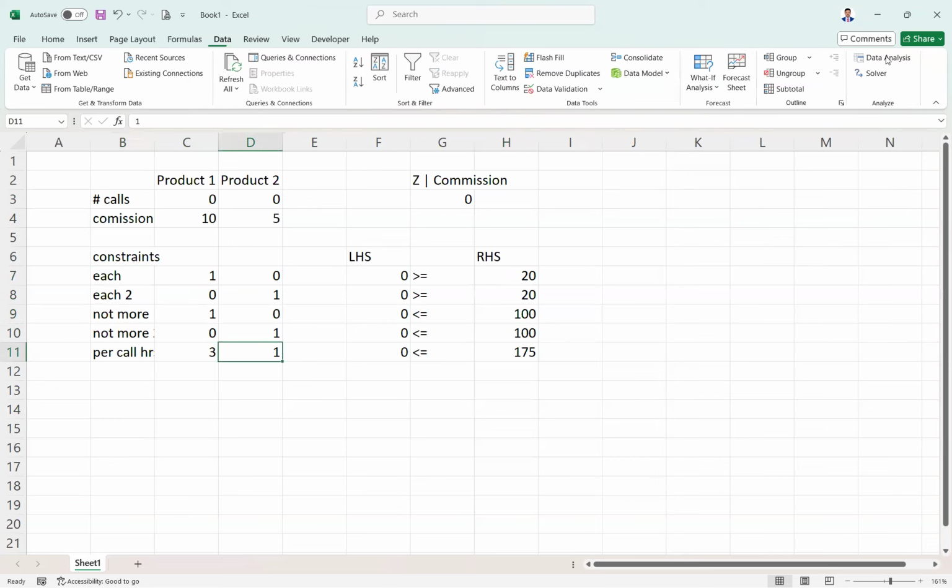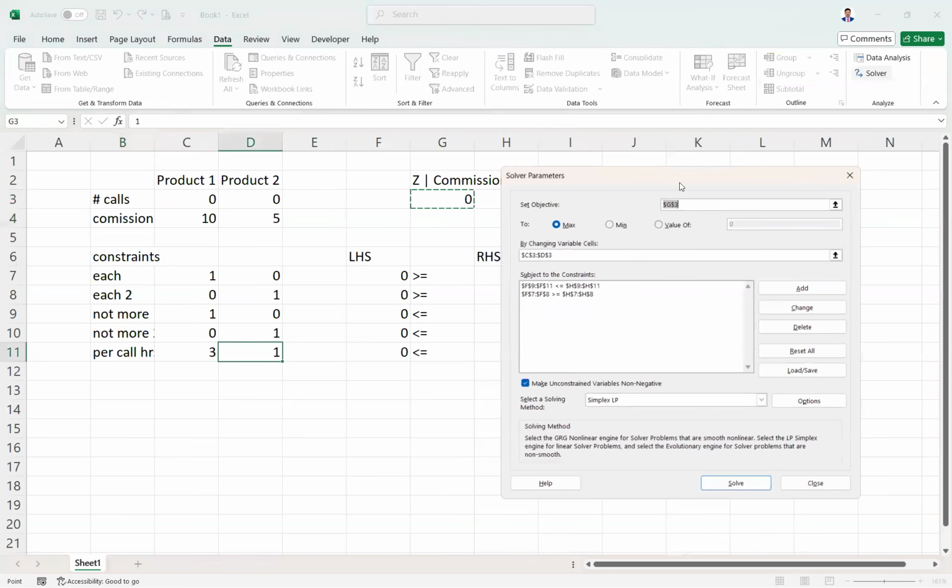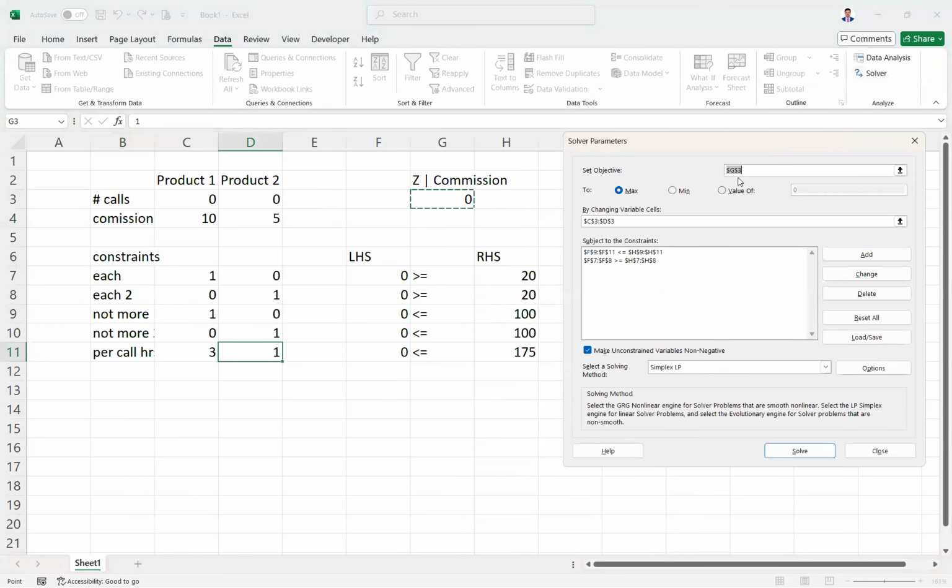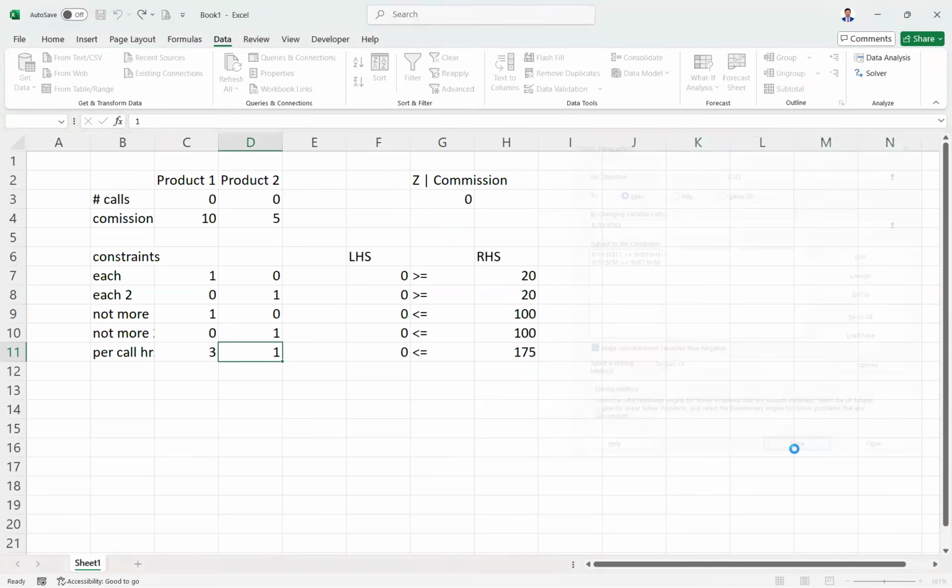We simply go to Data, Solver. All the data is already fed in, G3, changing variables, all the constraints are already given. Simply solve.